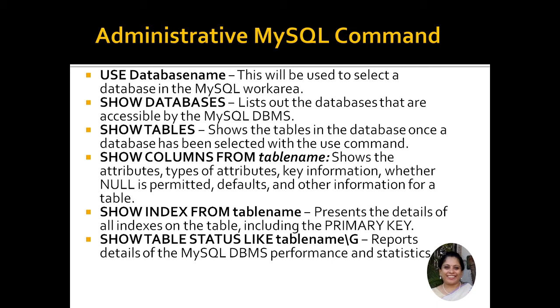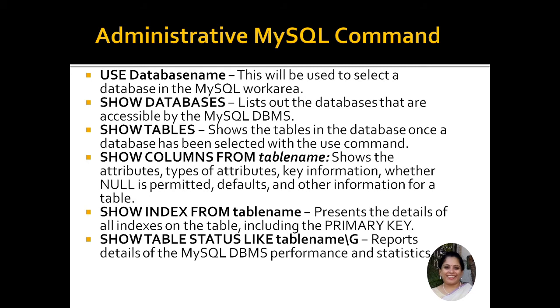Then to see the columns from a table, I say show columns from and specify the table name. If I want to see an index, I say show index from and specify the table name. If I want to see the status, I say show table status like and you specify the table name, then backslash G. So it gives you the report details of the MySQL DBMS performance and its statistics. So these commands are called administrative commands.